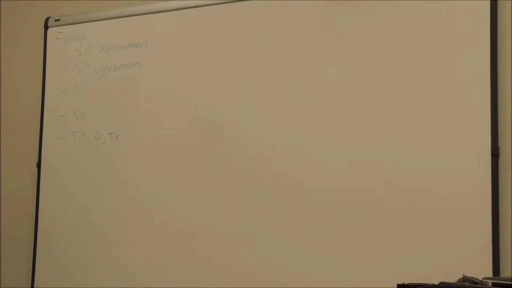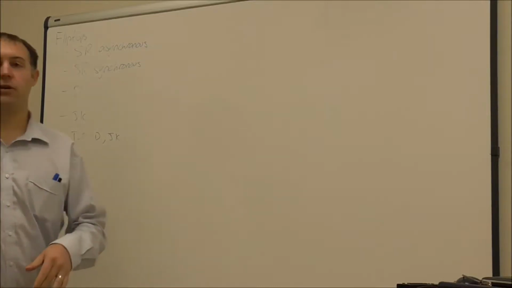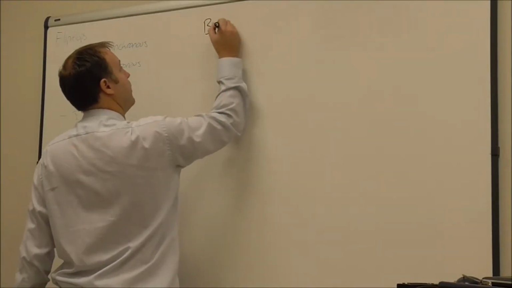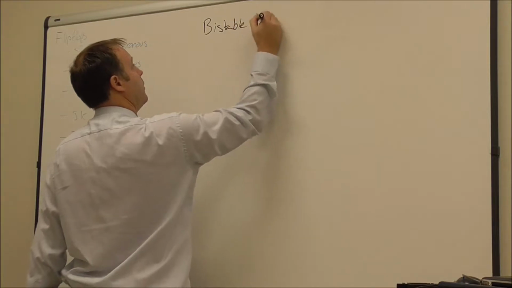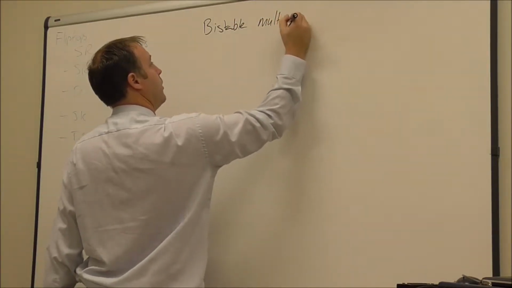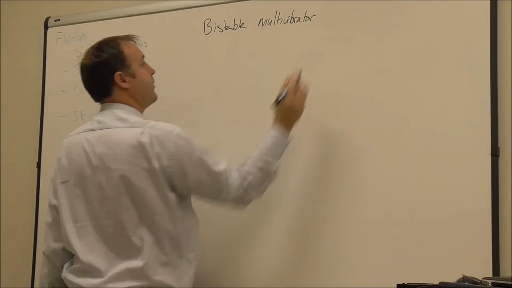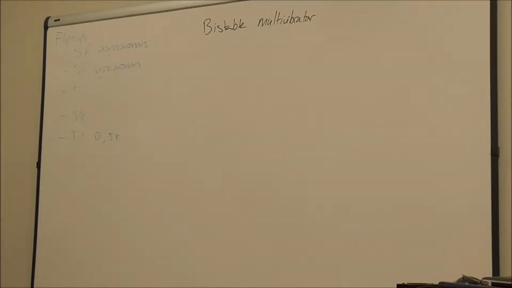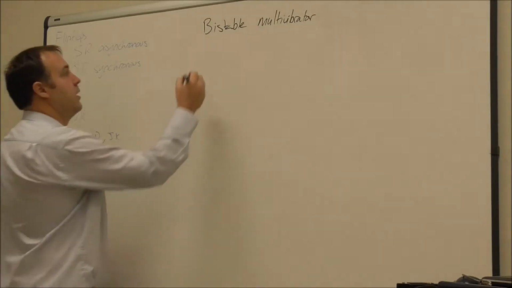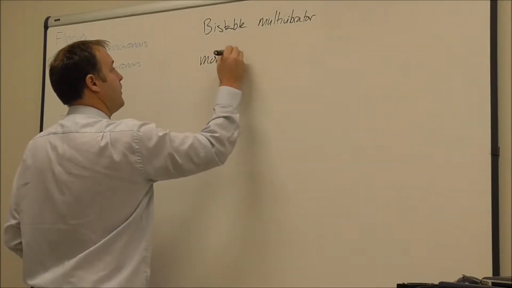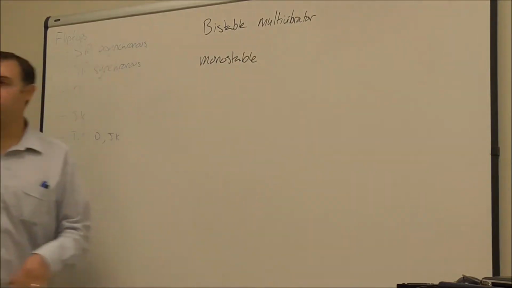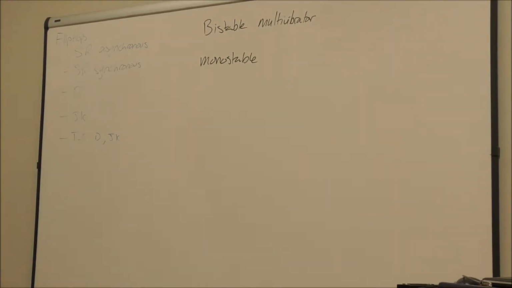So flip-flops are something called a bistable multivibrator. Okay, so there are several types of multivibrator. The multivibrator is something that only has two states, and so a monostable is stable in one of those states.